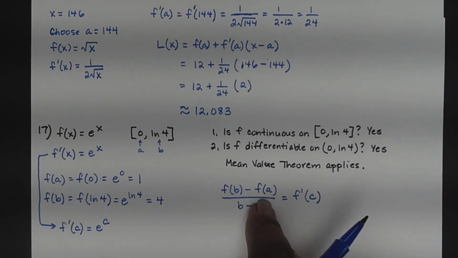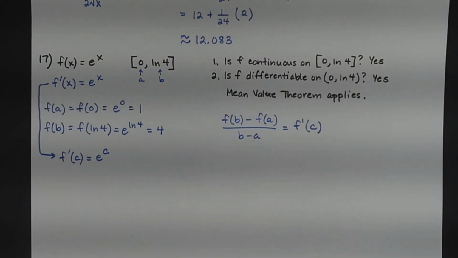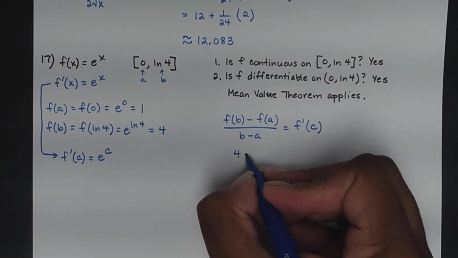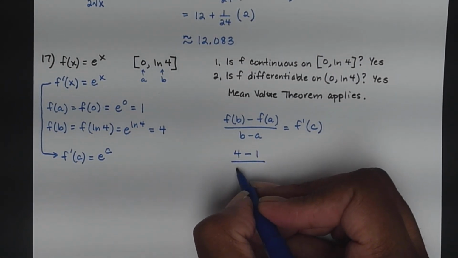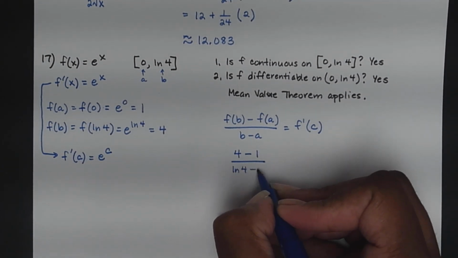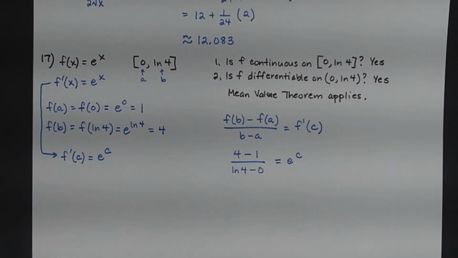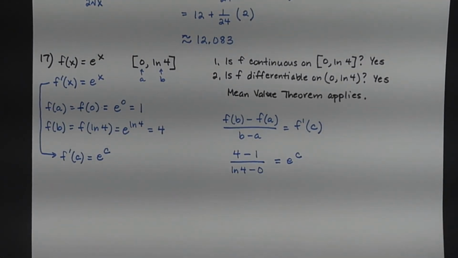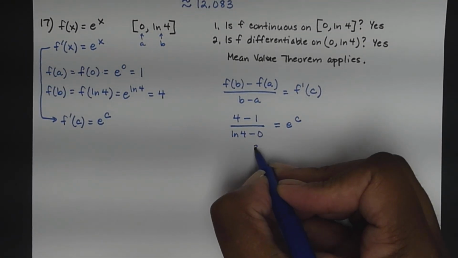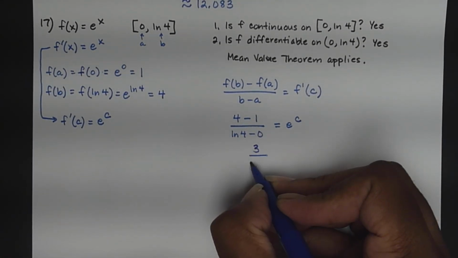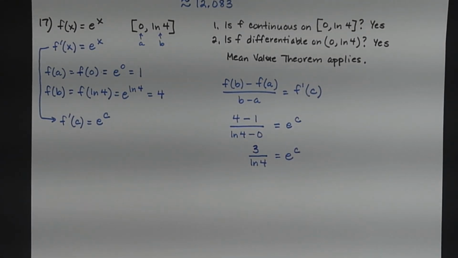Now let's do some substituting in this formula here. So in this case here, f of b came out to be 4. So this will be 4 minus f of a, which is 1, divided by b minus a. b is ln of 4 minus a, which is 0. That must equal to f prime of c, which is e to the c. Now 4 minus 1 would be 3, divided by ln of 4 minus 0 is ln of 4. So 3 over ln of 4 is equal to e to the c.